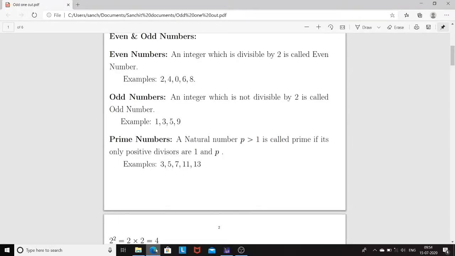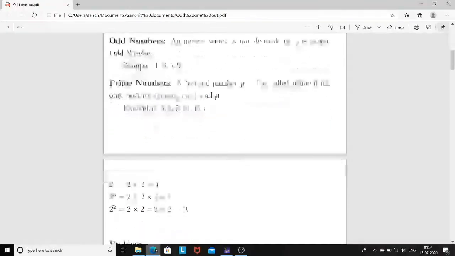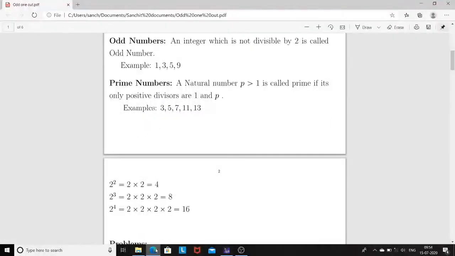4 is not a prime number. Why? What are the divisors of 4? 1, 2 and 4. So it has a divisor other than 1 and 4, that is 2. So therefore it is not a prime number. 9 is not a prime number. Why? What are the divisors of 9? 1, 3 and 9 itself. So it has a divisor other than 1 and 9. So therefore it is not a prime number. So now we will start solving problems.